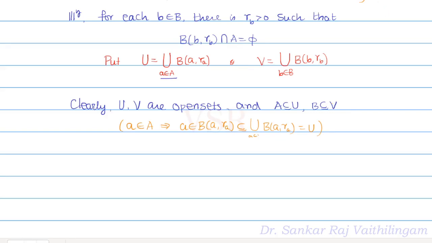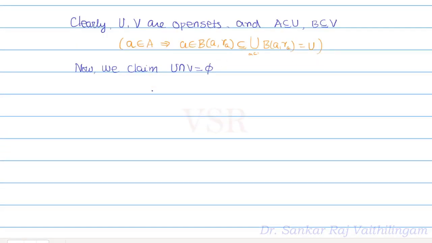Okay, now U and V are open sets, A is contained in U and B is contained in V, we have proved. So we need to prove only one thing. What do we have to prove? Now we claim that U intersection V is equal to empty. If we say that, the problem is over. Okay, suppose U intersection V is non-empty.